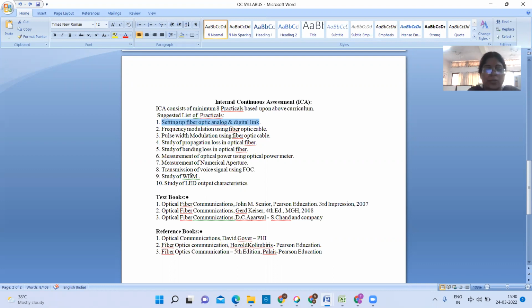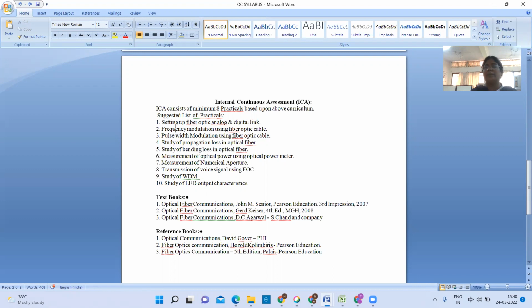Okay, so first I will discuss the list of experiments, and then I will show you the practical kit on which we have to perform the experiment. First practical is setting up a fiber optic analog link and digital link. We have to transmit the analog signal through fiber optic cable and transmit the digital signal through fiber optic cable. That is the first experiment.